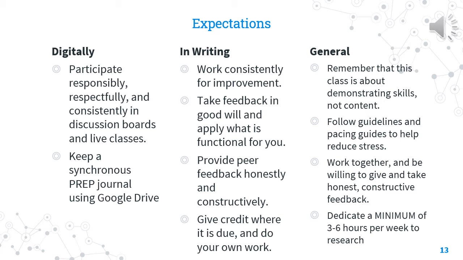Additionally, as you are a junior dual-enrolled student, your schedule and meeting times may vary. You should be prepared to dedicate a minimum of 3 to 6 hours per week to research. Once the actual research and paper writing process begins, you should be willing to expend much more time on this class.